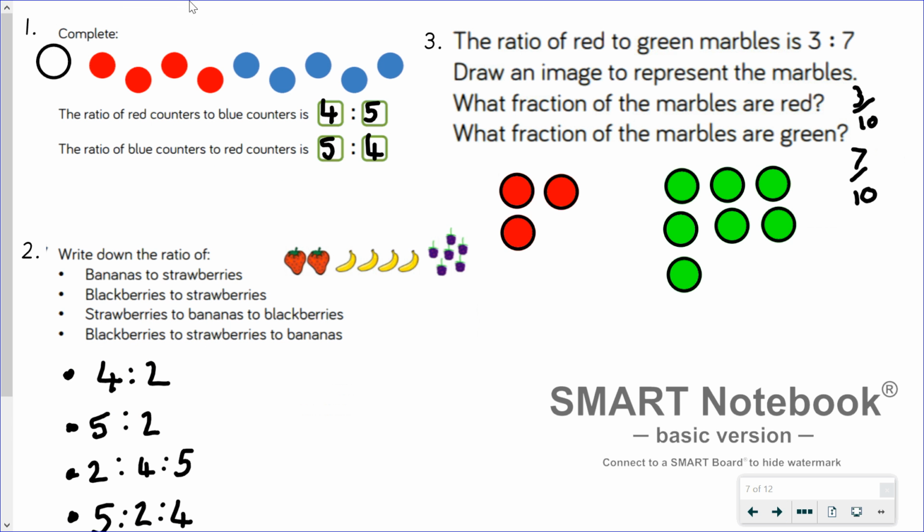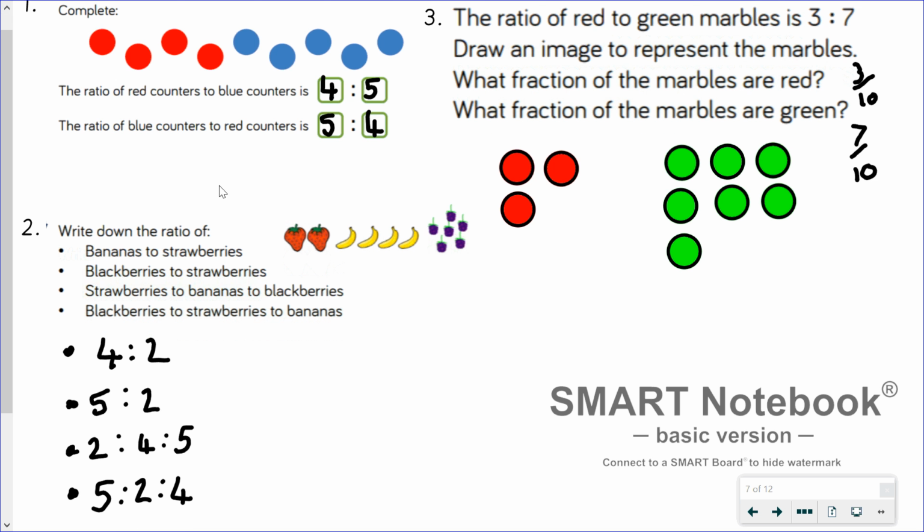So first one, the ratio of red counters to blue counters. The ratio of red counters to blue counters is, so there are 1, 2, 3, 4 red counters, we write that first, to blue counters, 1, 2, 3, 4, 5, so it's 4 to 5. Then the ratio of blue counters to red counters, it's asking us for blue first, 1, 2, 3, 4, 5, we write here, 1, 2, 3, 4, we write the 4 there, so it's 5 to 4.